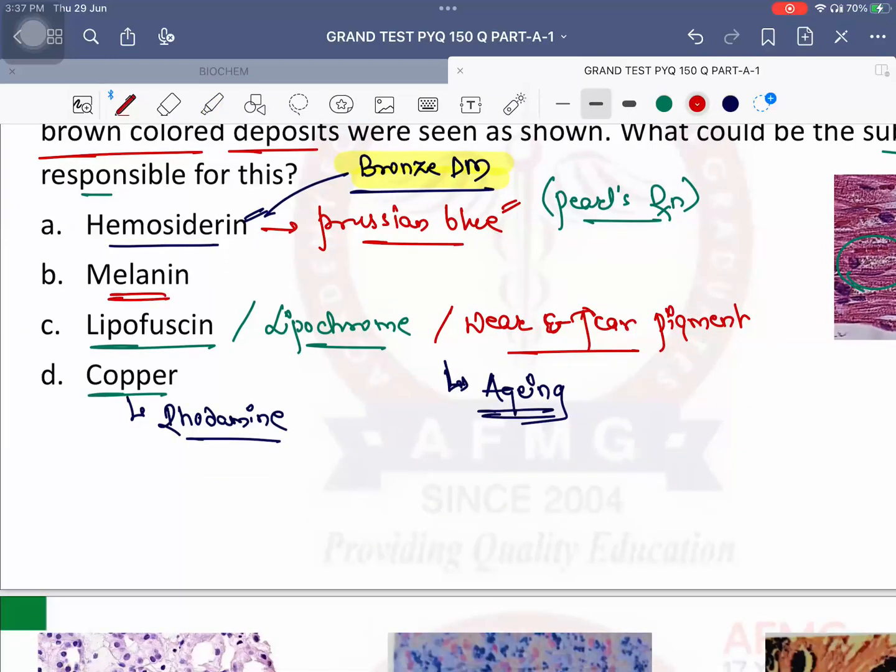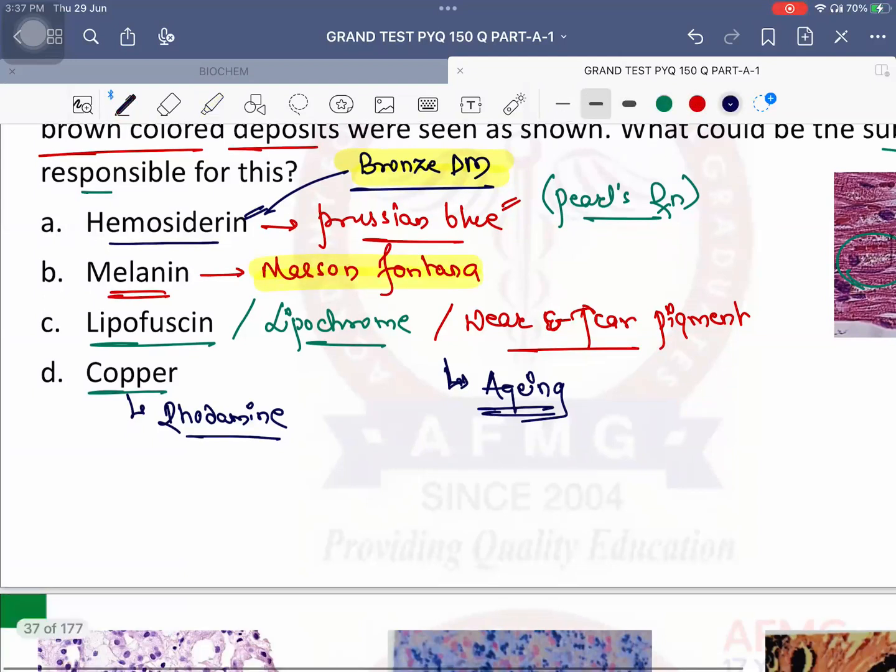Melanin is a black colored endogenous pigment, that means it is formed in the body itself. And what is the stain used for melanin? Shabash. That was a previous year question again. It is Masson Fontana. So the stain used for melanin is known as Masson Fontana.